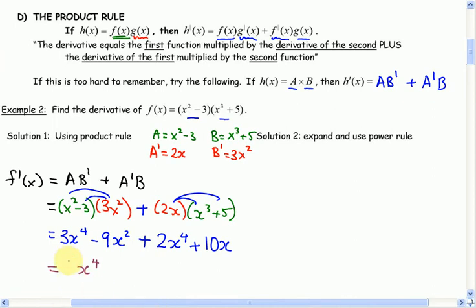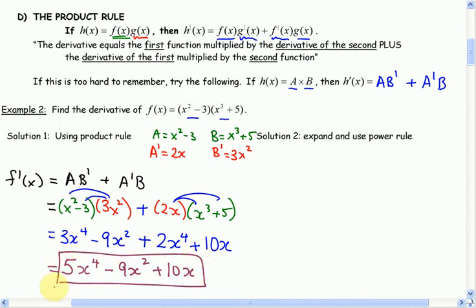3x to the power of 4 plus 2x to the power of 4 is 5x to the power of 4. And we have here a minus 9x squared. And we have a plus 10x. Agreed? Do we have to keep, like, derivating that? No, just once. Right? We did the derivative just once. Okay. So we're done.